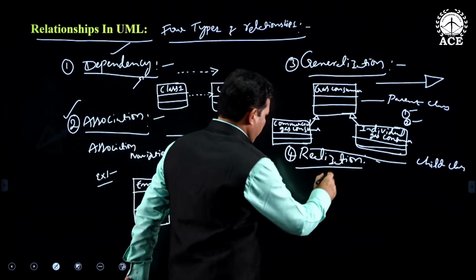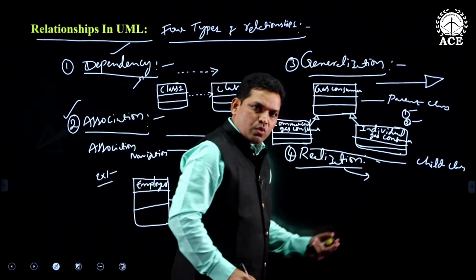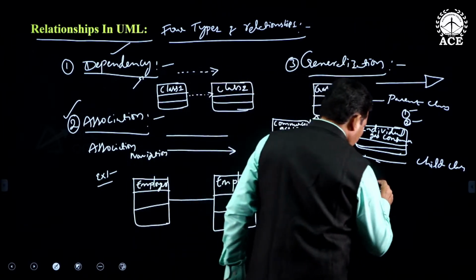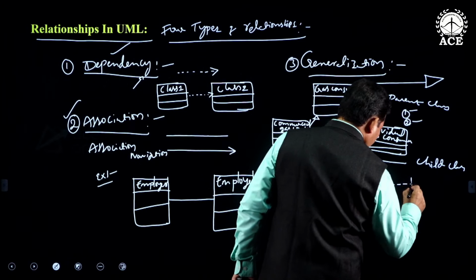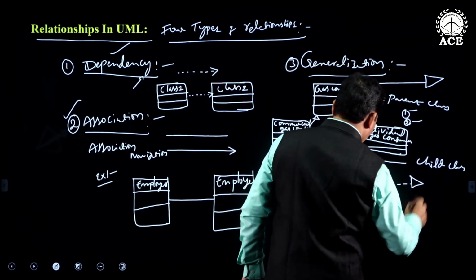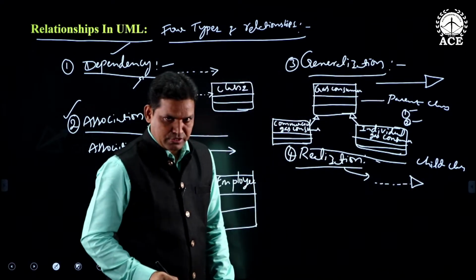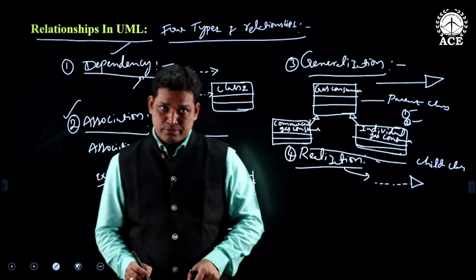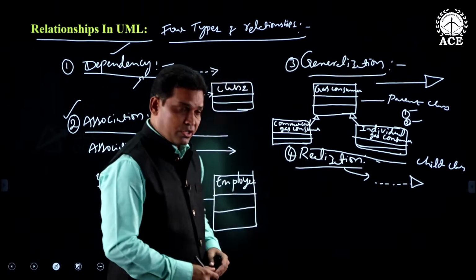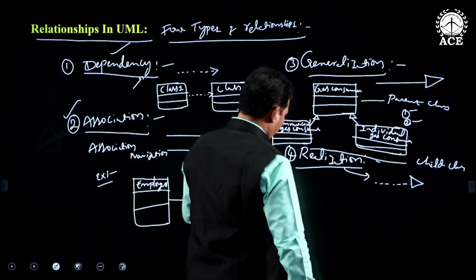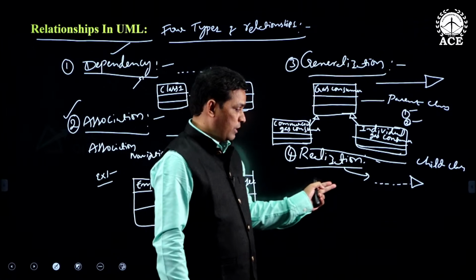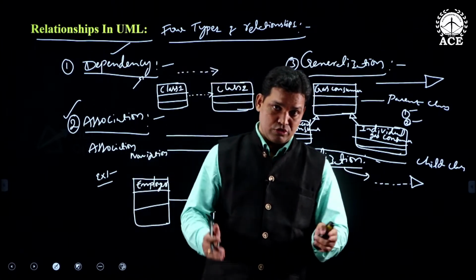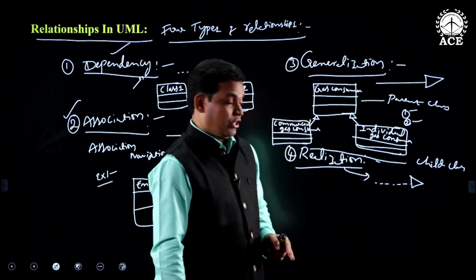Coming to the fourth relationship in UML, realization. What is the graphical representation of realization? And in what situation do we use the realization relationship in UML? There are two classes, and one class wants to assign some responsibility to another class, which has to implement that responsibility. In that situation only we use the realization relationship.